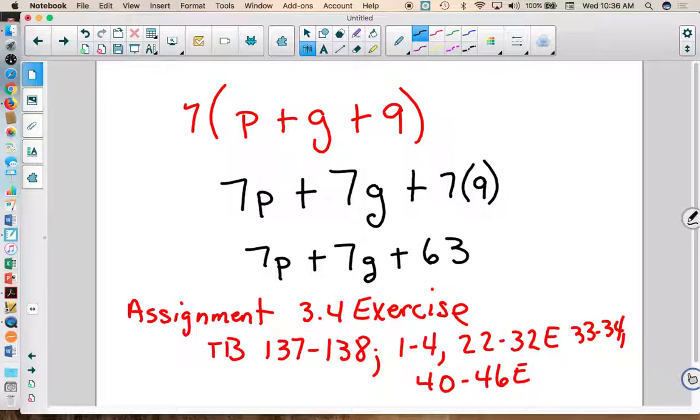Are there any like terms in 7p plus 7g plus 63? Are there any like terms there? No, there are not. Because I only have one term that has a p attached to it, and I only have one term that has the variable g, and then I have a constant. These two variables are not the same. They are not like terms. And what I just saw by the shake of the heads, on your note card, you need to add this statement.